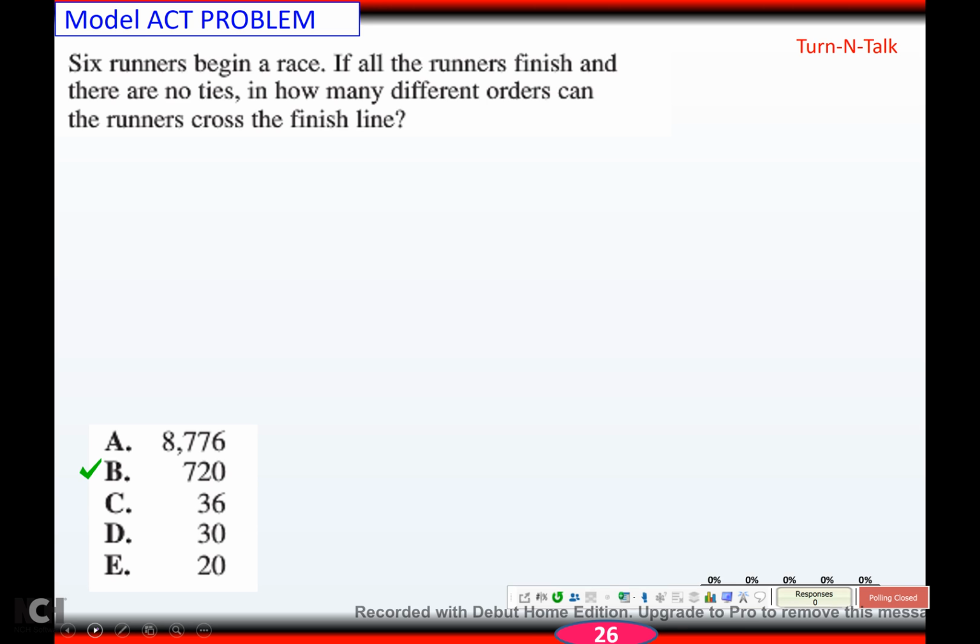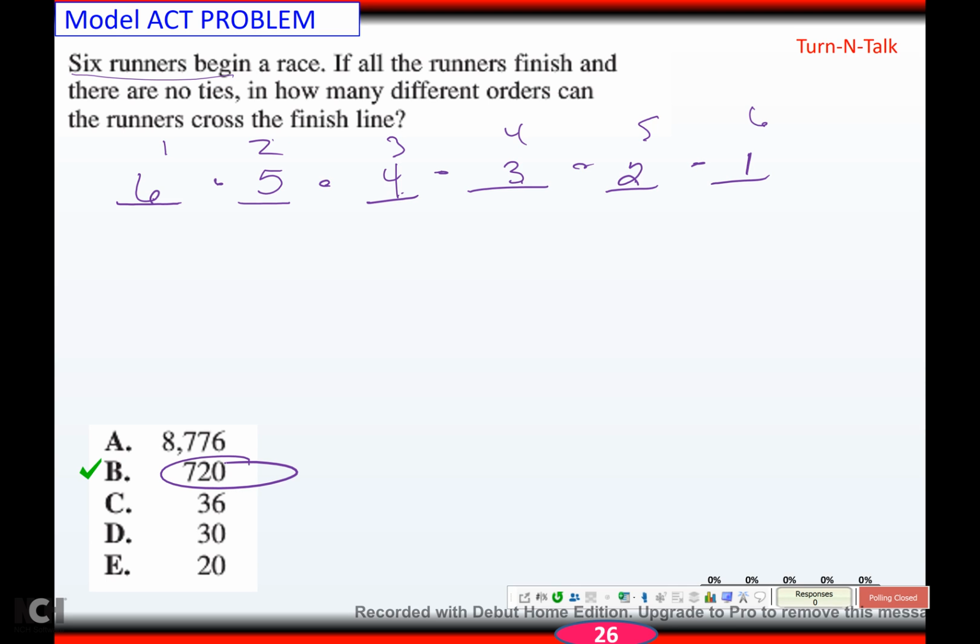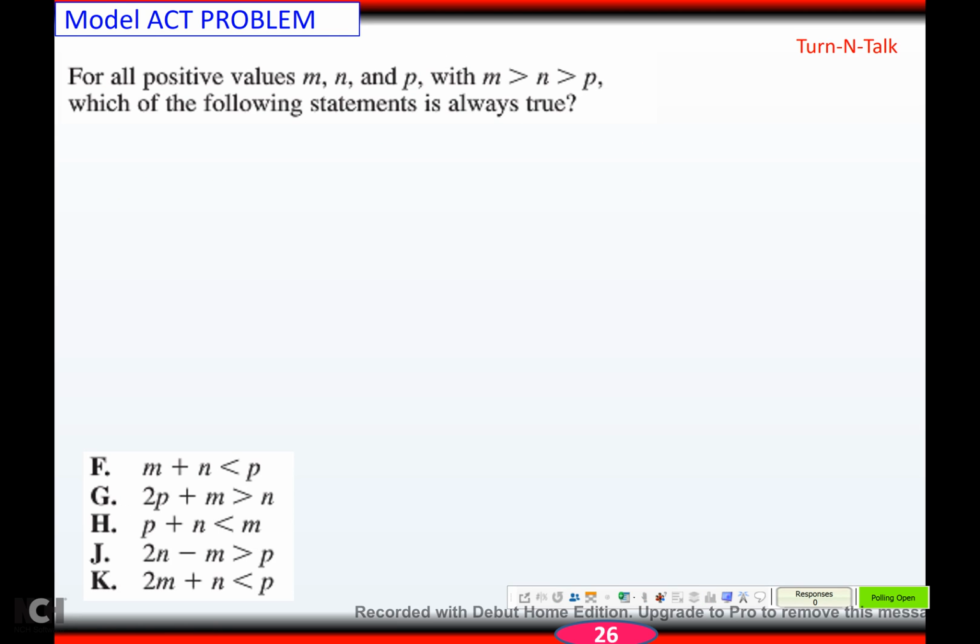Well, you got 6 runners. Somebody's going to come in first, second, third, fourth, fifth, and sixth. For first place, six people could fill that spot because there's 6 runners in the race. But whoever wins first, now there's only 5 people left for second, 4 people left for third, 3 people left for fourth, 2 people left for fifth, and only 1 person left for 6th place. So you multiply all those together and you get 720. Okay? Try this one. Hit pause, come back when you're ready.